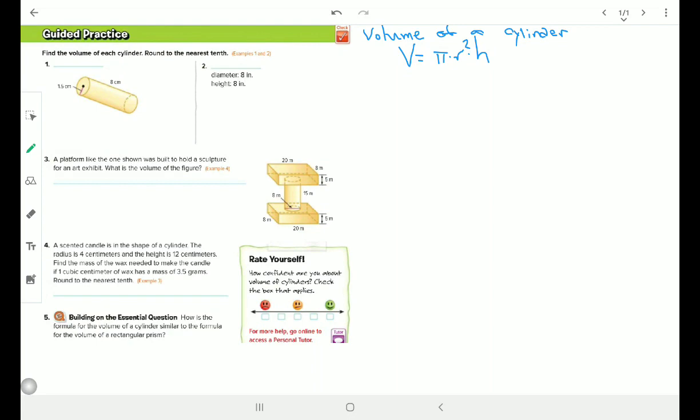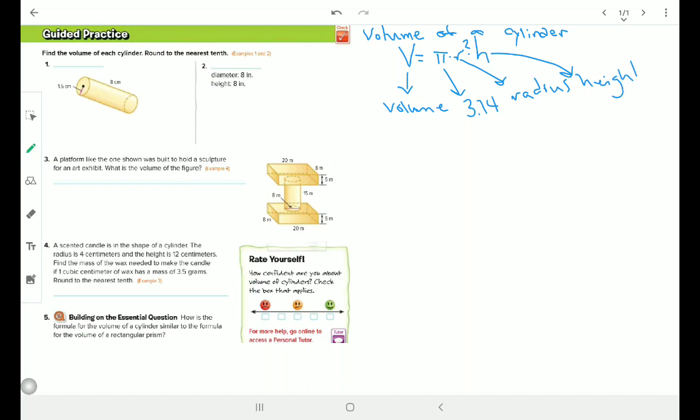So volume of the cylinder is V equals pi times radius squared times the height. Okay, so V is volume. So we can write that out. And remember pi, we can represent that with 3.14. R is the radius. And then H is the height.